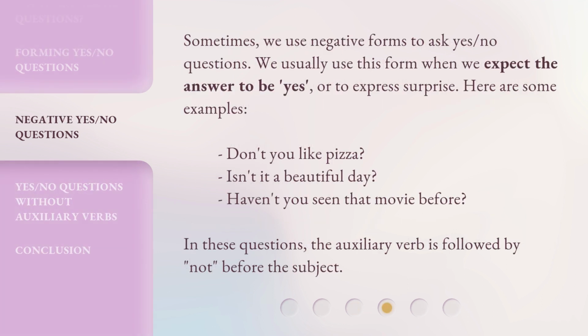Sometimes, we use negative forms to ask yes, no questions. We usually use this form when we expect the answer to be yes, or to express surprise. Here are some examples. Don't you like pizza? Isn't it a beautiful day? Haven't you seen that movie before? In these questions, the auxiliary verb is followed by not before the subject.